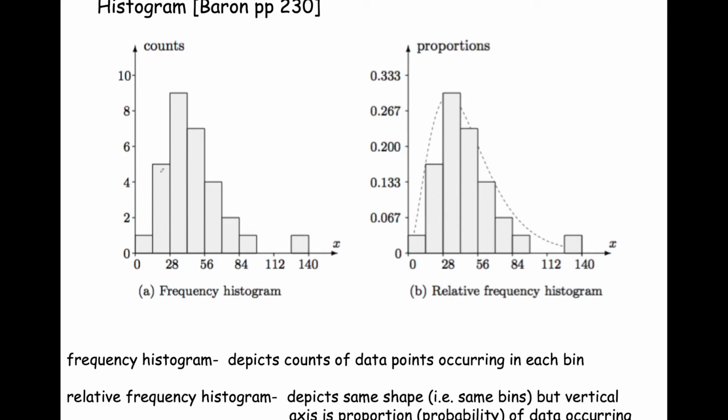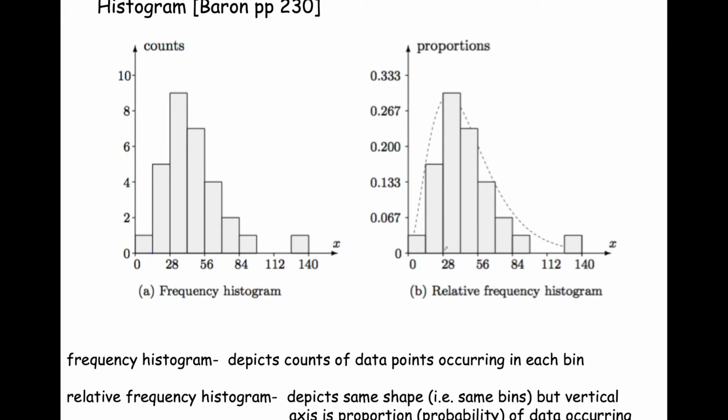And so here what we can see, okay, for this first range, between about 0 and looks like 14 or so, we have one of those. And then between 14 and 28, we have 5 of those, and so forth. And so this frequency histogram depicts counts of data points that occur in each bin. And the shape of it looks like the envelope for your distribution.